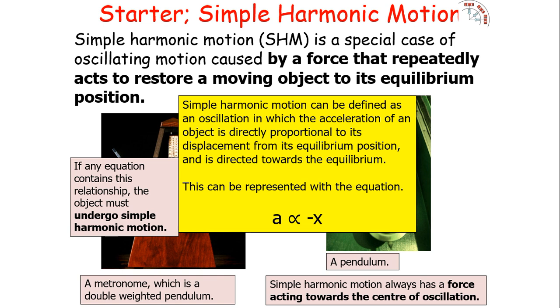If you ever see an equation, and in that equation, acceleration is directly proportional to negative displacement, well, the object which is being described by the equation must be undergoing simple harmonic motion. So if you were ever asked to prove if an object is undergoing simple harmonic motion, you must get an equation detailing its motion, and in that equation, acceleration must be directly proportional to negative displacement.